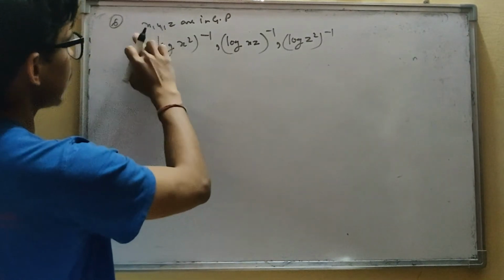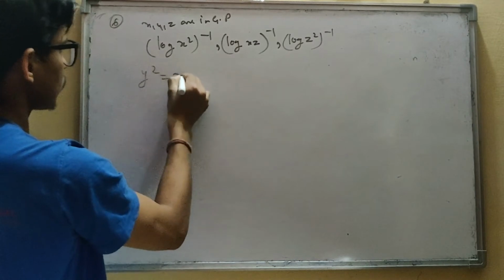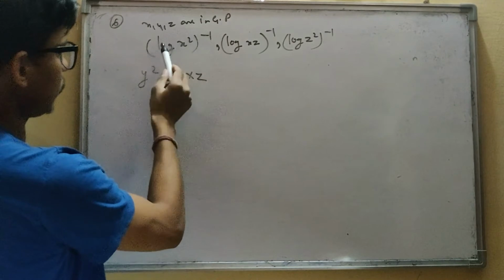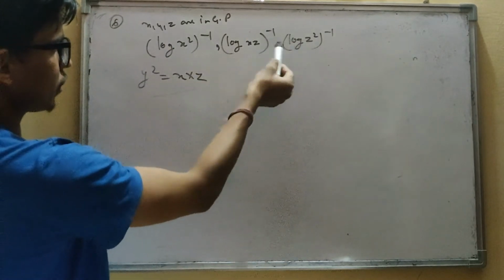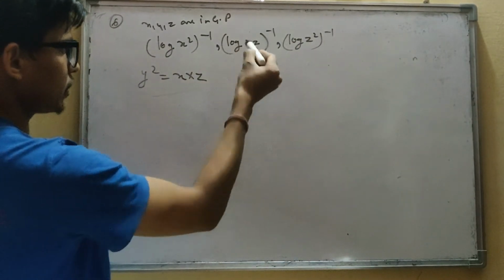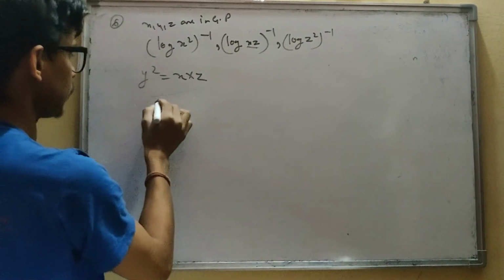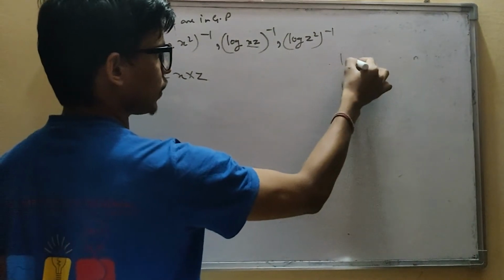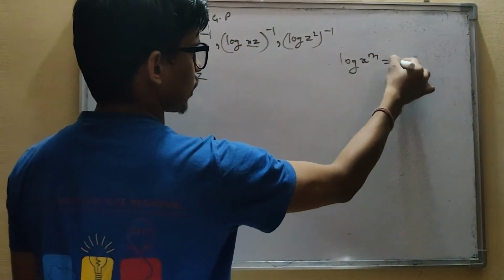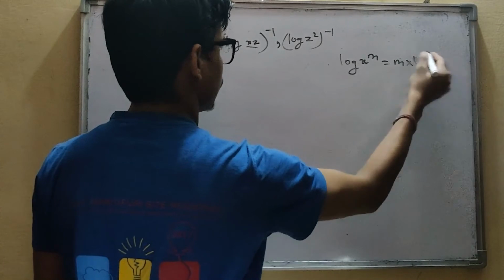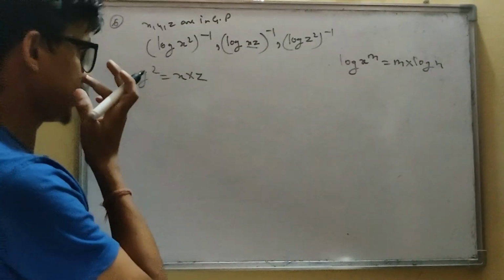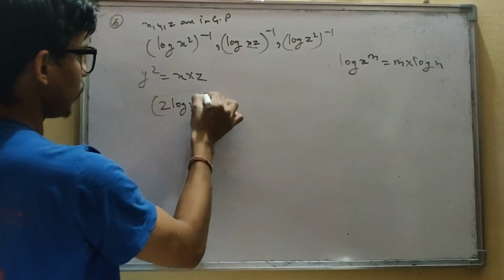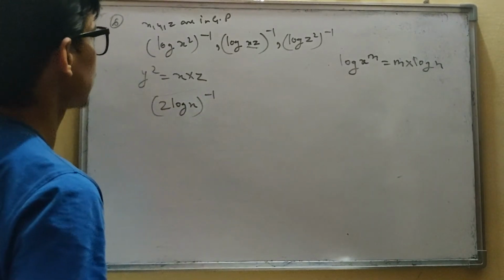As x, y, z are in GP, we know y square is equal to x into z. If you carefully observe, there is x square, z square, but there is no y, because xz is actually equal to y square. So just substitute the values, and using the logarithm property, log x to the power m can be written as m into log x. The power gets into multiplication. So this can be written as 2 log x, the whole to the power minus 1.